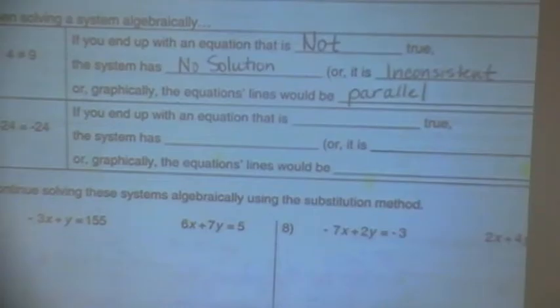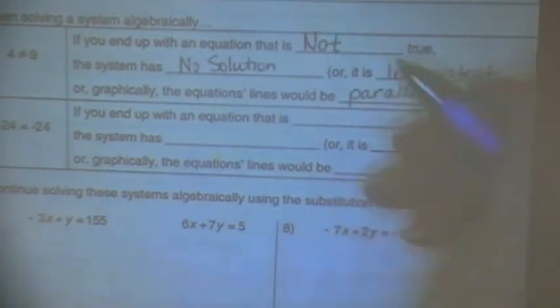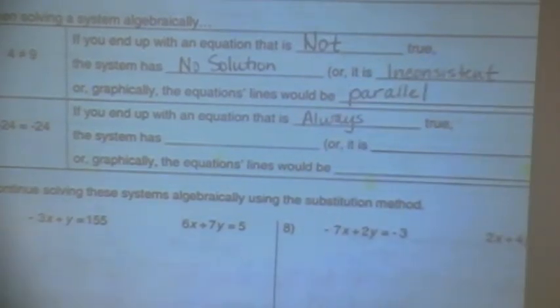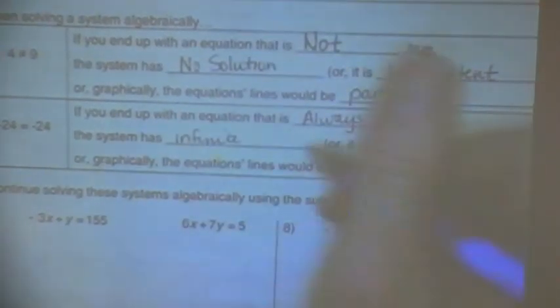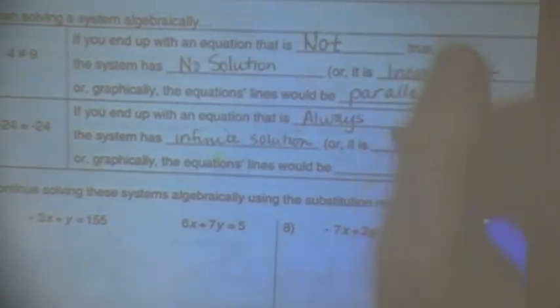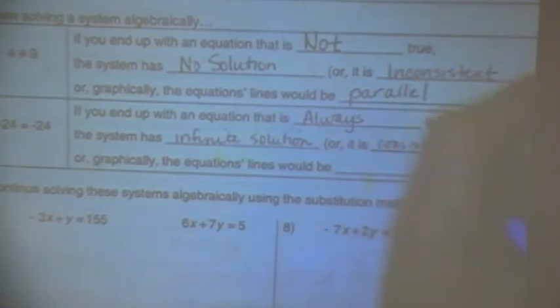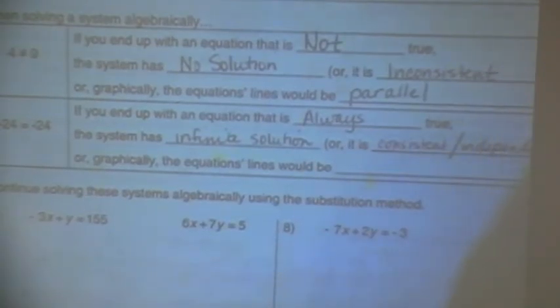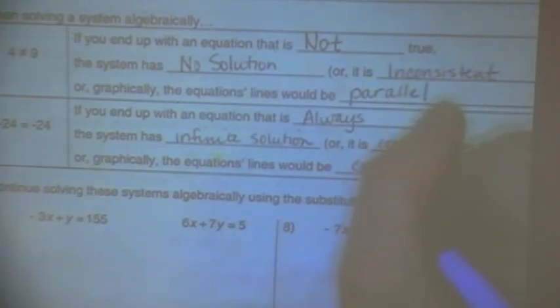If you end up with an equation that is, in this case, always true, no matter what we plug in, the system has infinite solutions, or it is consistent, independent. Graphically, the lines are coinciding.